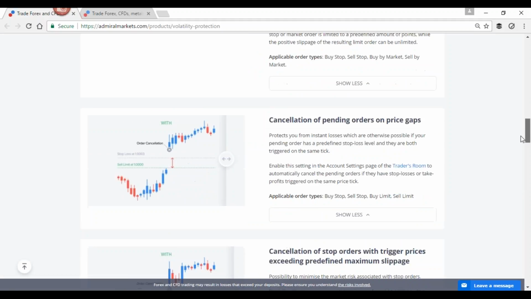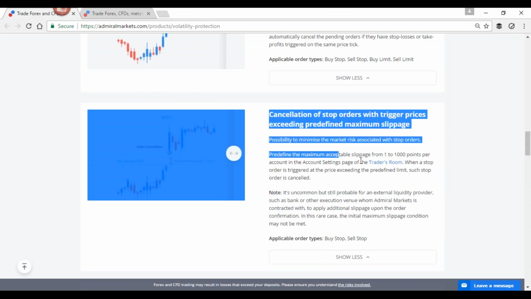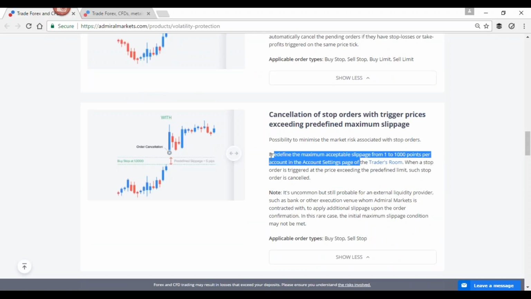Let's see, predefine the maximum acceptable. Yes, that's here. In that way, 1 to 1,000 points. Well, I don't think 1 point is 1 pip. I would assume that 1 point is not 1 pip, because that's really a lot, 1,000 pips.